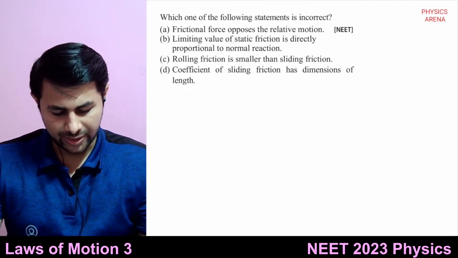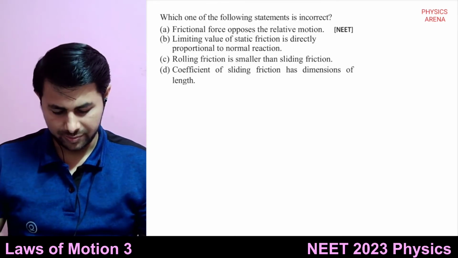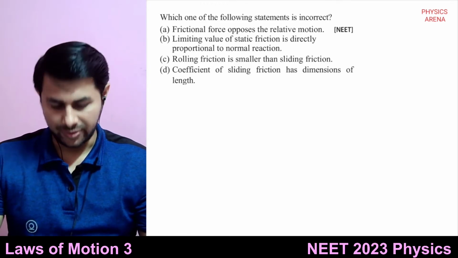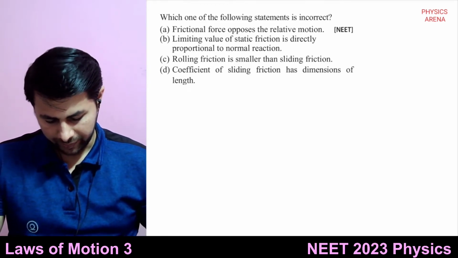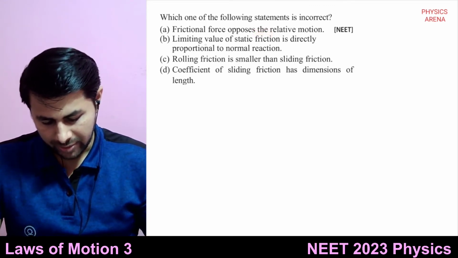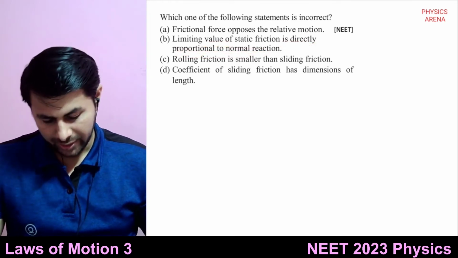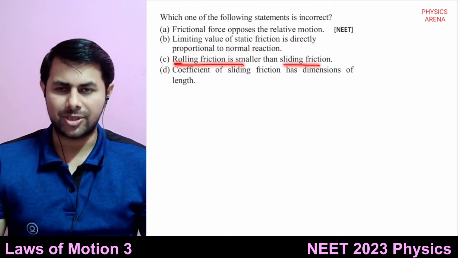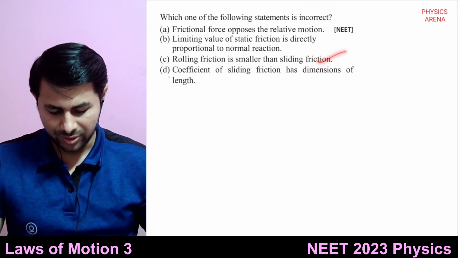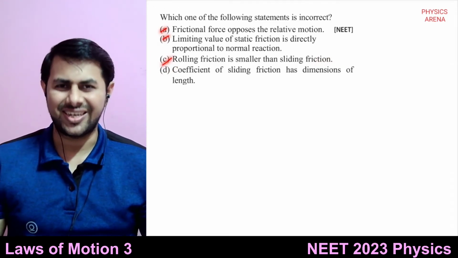Coefficient of sliding friction has dimensions of length. This is incorrect. Yeah, it is dimensionless. Good. So, frictional force opposes the relative motion. This is true. Limiting value of static friction is directly proportional to the normal reaction. We know this. Rolling friction is smaller than sliding friction. Rolling friction is least of them. So this is also correct. So this one has to be incorrect, because all other three are correct.